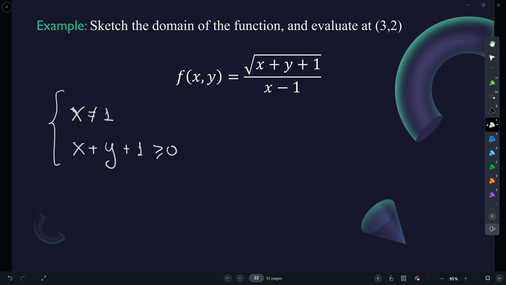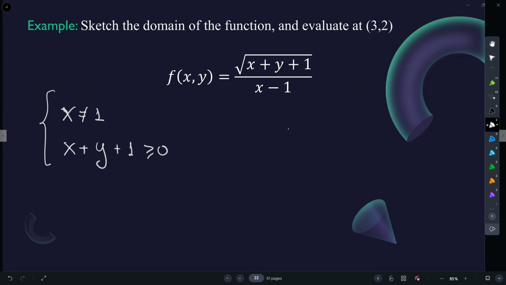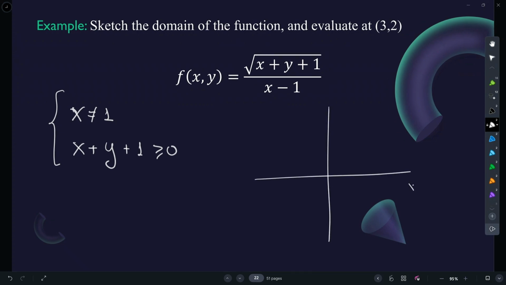Well, to draw this inequality, what I usually do is, this is going to be some set of points in the xy plane. And what I want is, I draw first the equality, x plus y plus 1 is 0. That is y is minus x minus 1. So that is a line of slope minus 1 that goes through (0, minus 1). So if here is minus 1, it is this line.